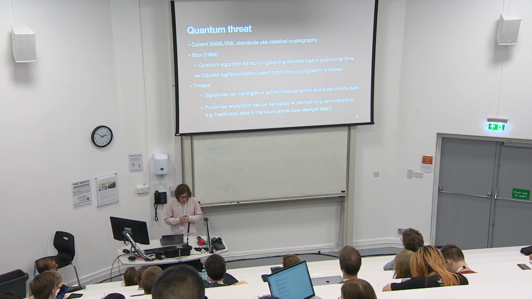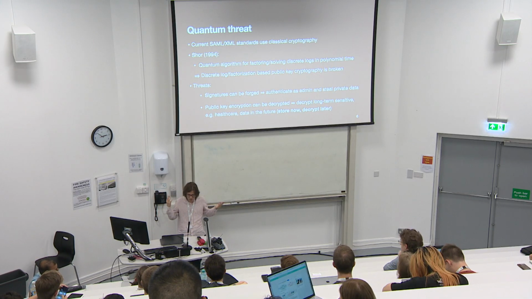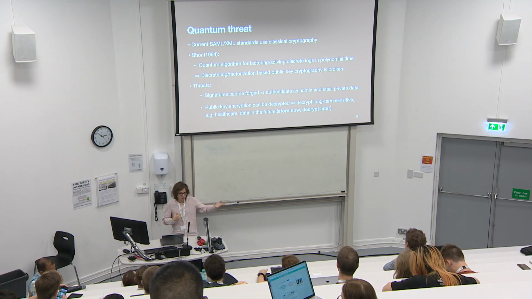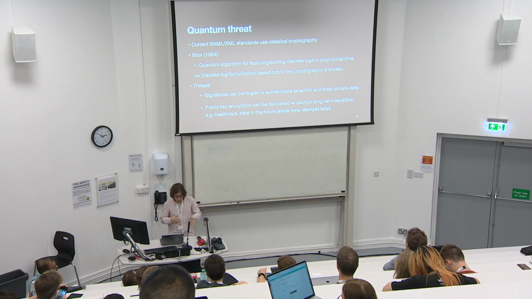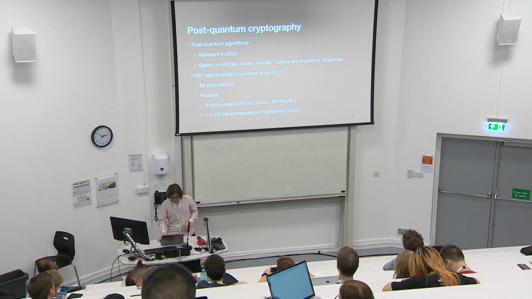The obvious threat is that you can forge signatures. For example, in SAML, you can impersonate any user, authenticate as admin and steal private data or something like that. For public key encryption, you can decrypt it. And what's also important is that you can already begin collecting the encrypted data now and store it, and then when you get a quantum computer, you can crack it later. That's called the store now, decrypt later strategy. So it may be already happening. So to the rescue comes post-quantum cryptography.